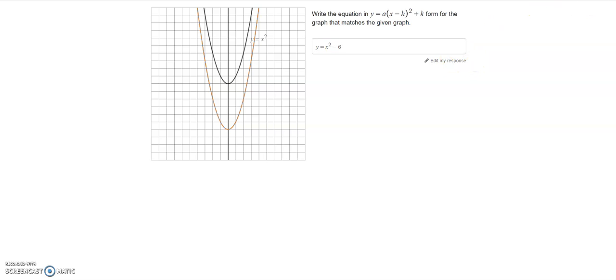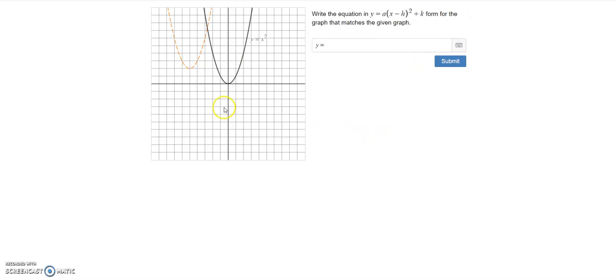All right. Here up. 1, 2, 3, 4, 5, 6, 7. Moving it up, so let's add 7. So x squared plus 7.